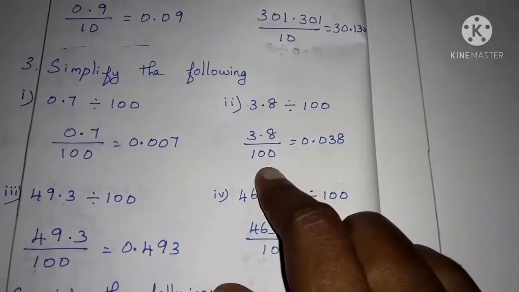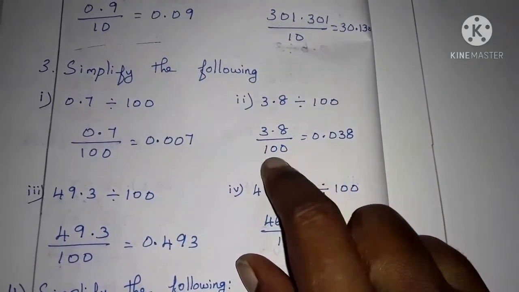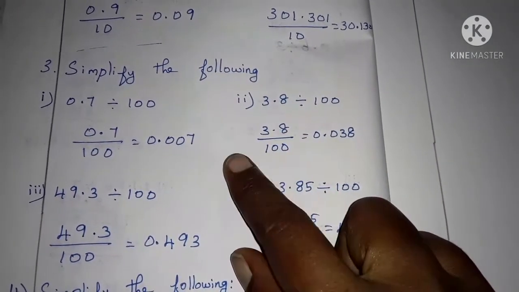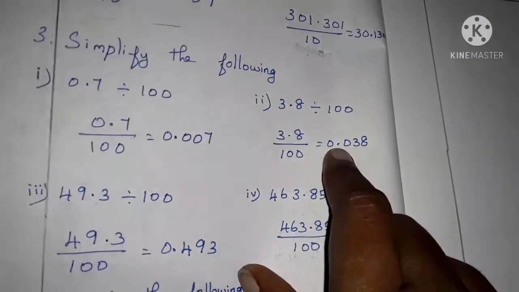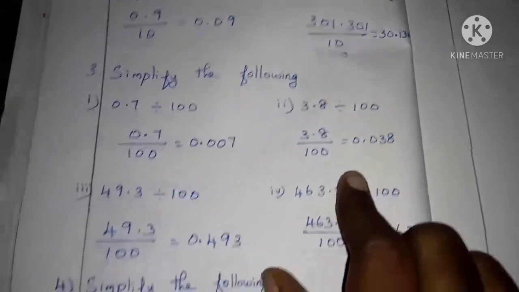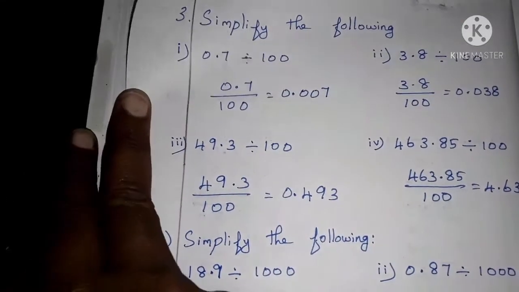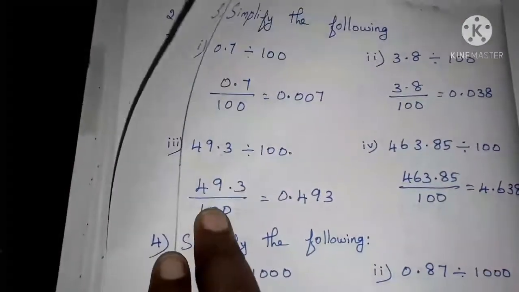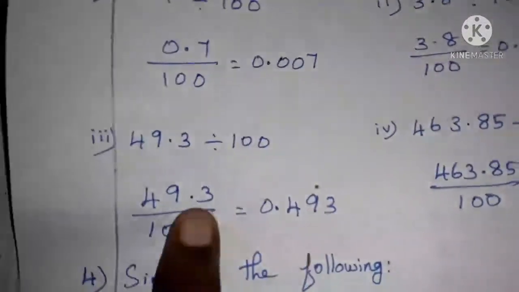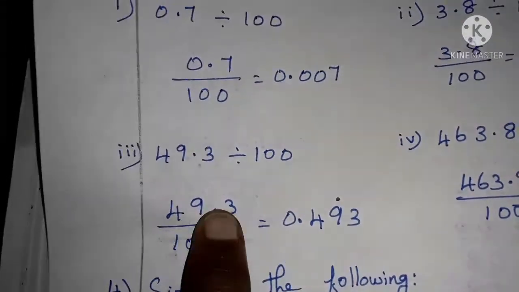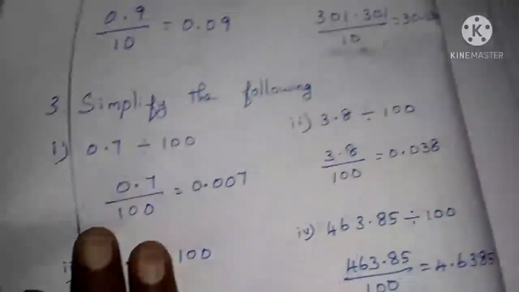Next, 3.8 divided by 100. So there is 1 digit before the decimal point, but 100 means how many digits before? 2 digits before. So here no digit, so we add 0. So 0.038. Next, 49.3 divided by 100. So 49.3 divided by 100 means the decimal point will move 2 digits before. So before 4 the point will come. So 0.493.